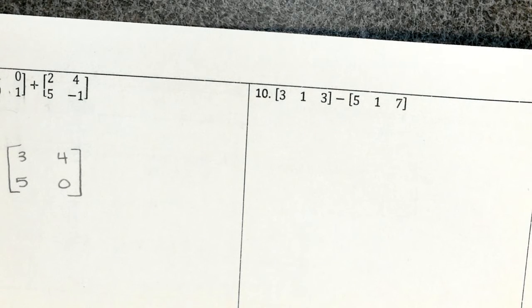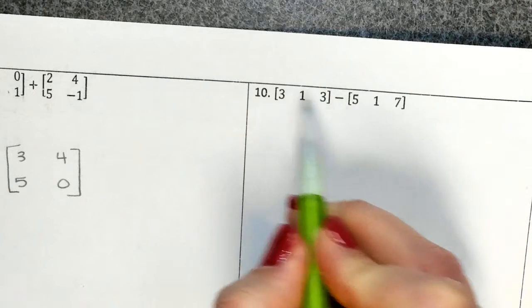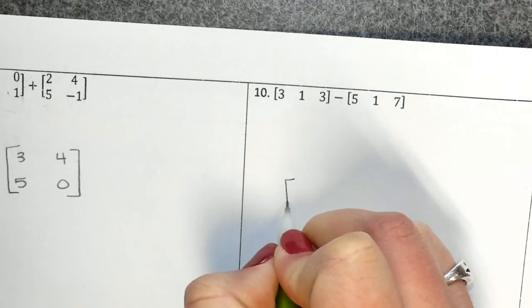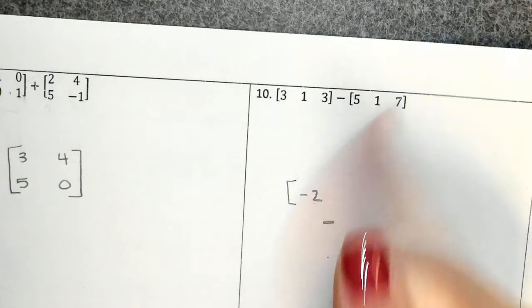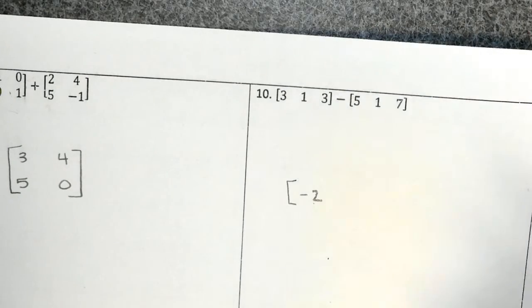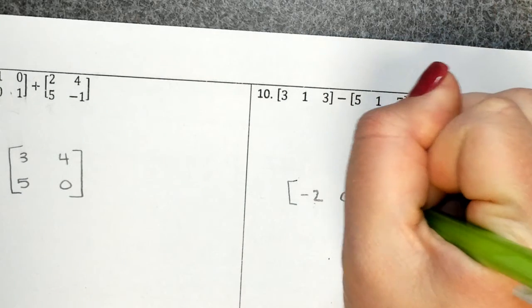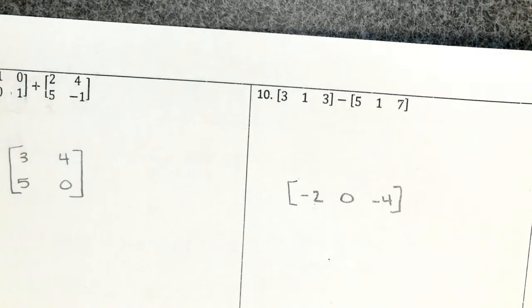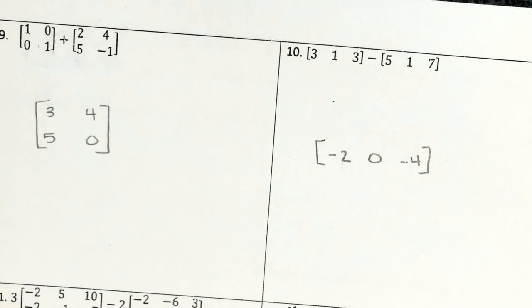Number 10, can we do it? Can we subtract? Yeah, okay. What's 3 minus 5? Negative 2. What is 1 minus 1? 3 minus 7. Done. Nothing's trying to trick you on those adding and subtracting ones. Those are the easy ones. We like those. They take very little time.